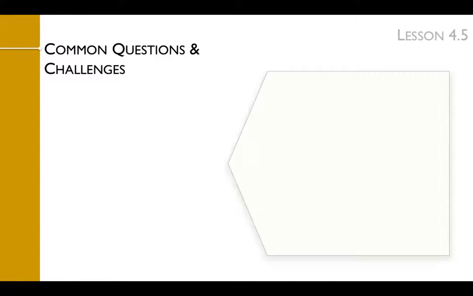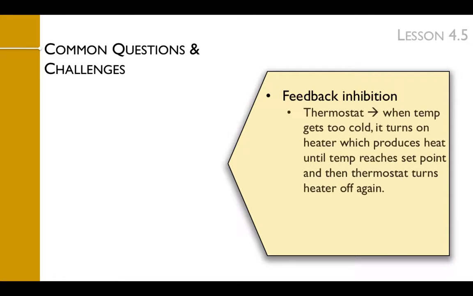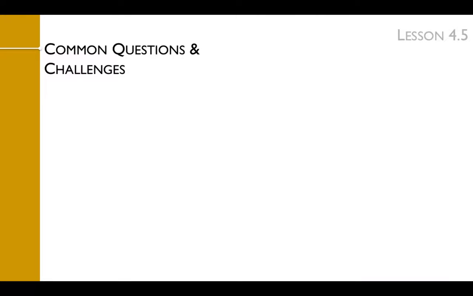An example commonly used to describe feedback inhibition is the thermostat, because when temperature gets too cold, the thermostat turns on your heater, which produces heat until it reaches a set point, and then the thermostat turns the heater off again. Since the product, heat, turns off its own production, this is an example of feedback inhibition.